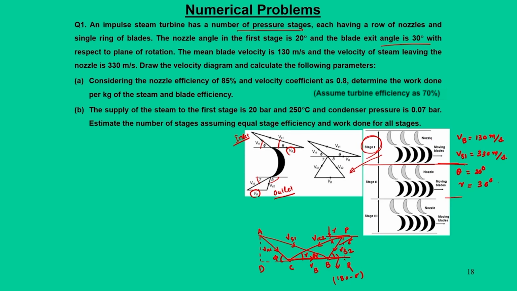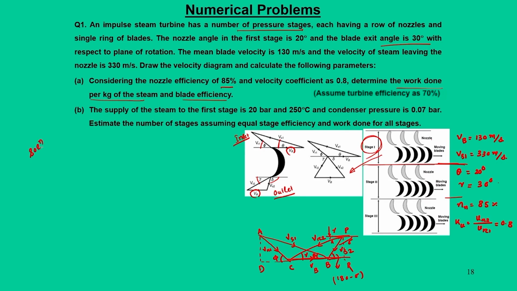This is already done. Then what we have been given is nozzle efficiency as 85%, and velocity coefficient Kv, that is Vr2 by Vr1, is 0.8. So this data is given. We need to find out the work done per kg of steam and the blade velocity.